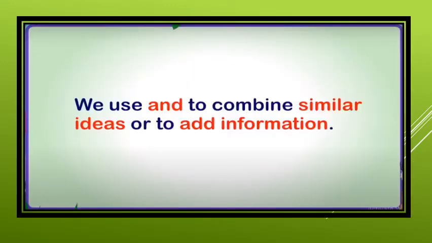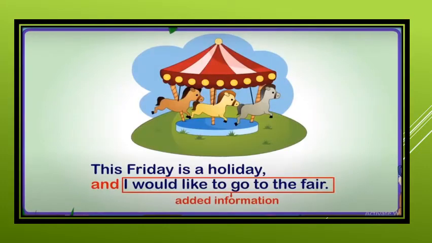In other words, we use and to combine similar ideas or to add information. Whenever there are similar ideas in two sentences, we will use and to add more information. For example, this Friday is a holiday and I would like to go to the fair. So more information is added in this sentence by using and.